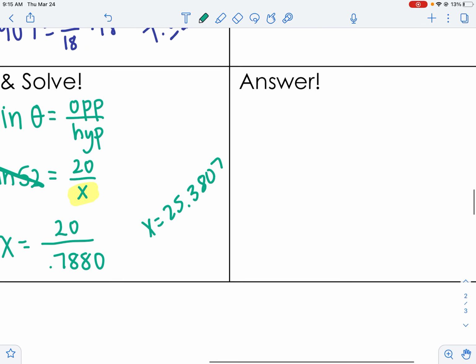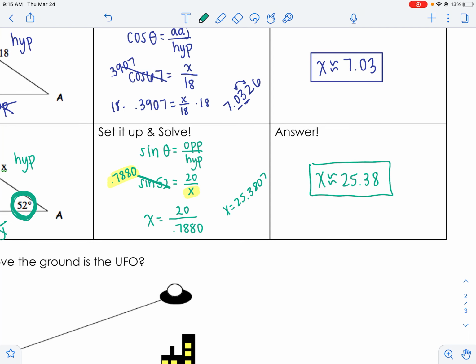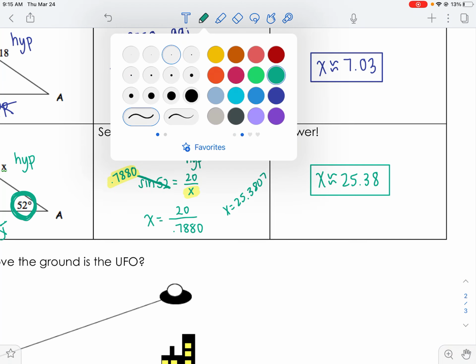And I get a long decimal. It's 25.3807. So x would be about 25.38. Just like that.